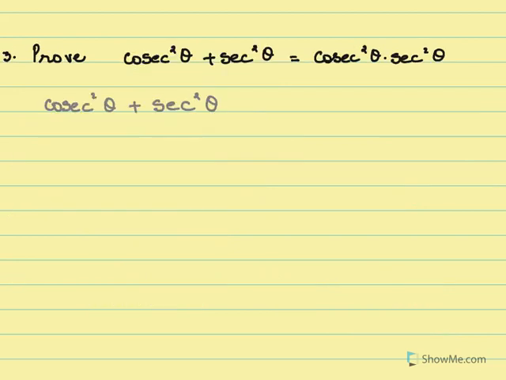Next one, cosec square theta plus sec square theta equal to cosec square theta into sec square theta. Now do you remember what is cosec square theta? It was the reciprocal of sine theta. So for cosec square theta, I'm going to put 1 over sine square theta. And sec square theta was 1 over cos square theta. You got to write this in the reasons.